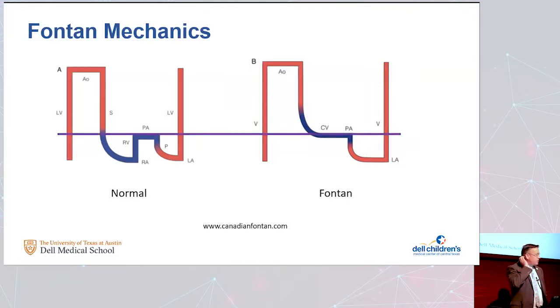Here's the problem. With the Fontan circulation, you're creating a situation where you're increasing your central venous pressure to that pulmonary artery pressure, required once again to create that gradient across your lungs. And this is the nidus of all the problems of the Fontan circulation. Required, but can cause problems.